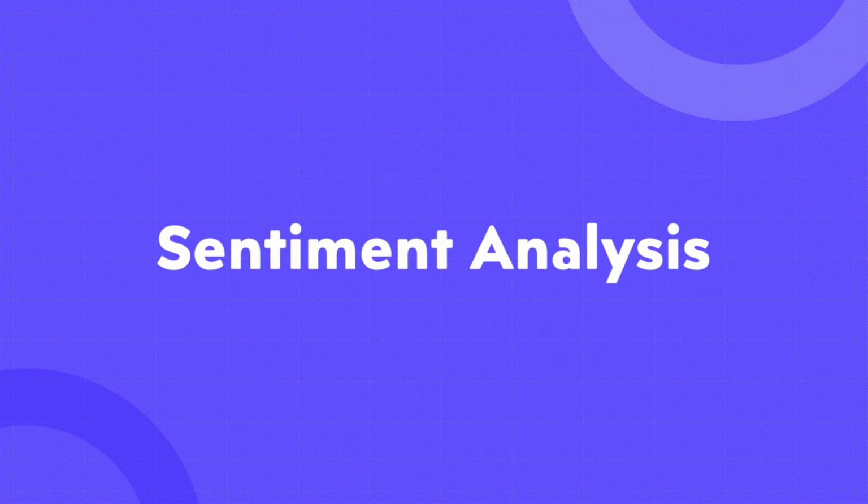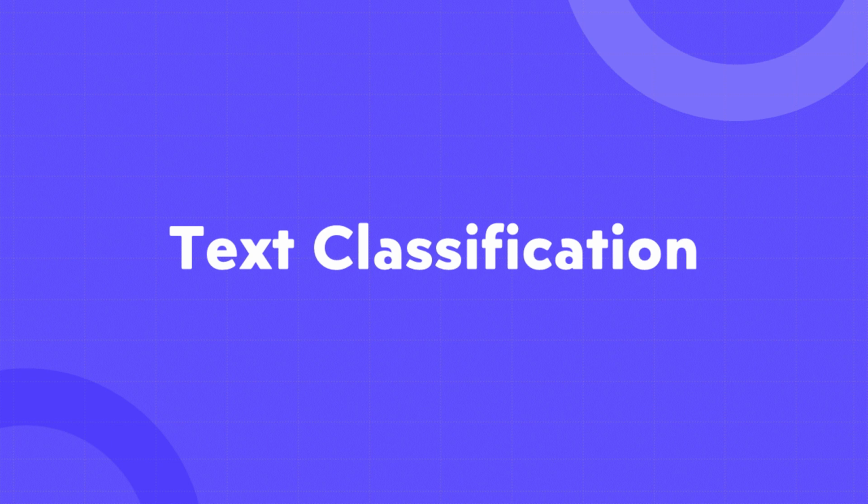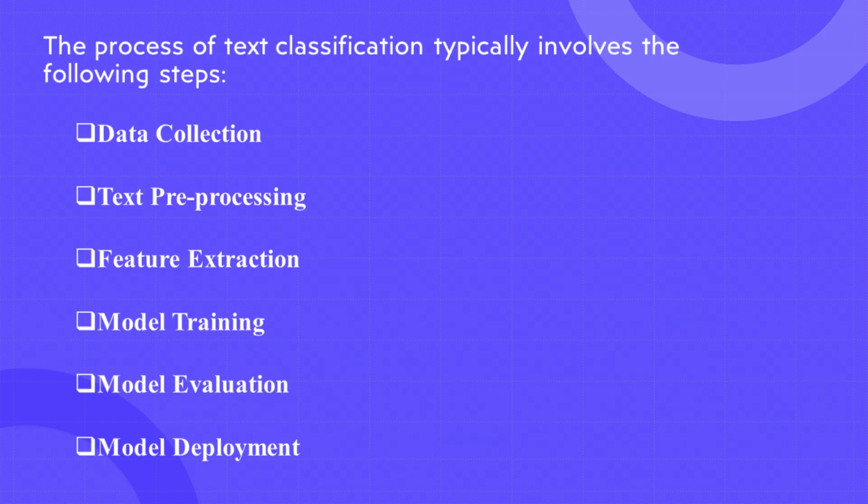customers online. Text classification. NLP algorithms can be used to classify text into categories such as spam or not spam, topic classification, or intent recognition. This can be used in email filtering, content moderation, and chatbot development. The process of text classification typically involves the following steps.